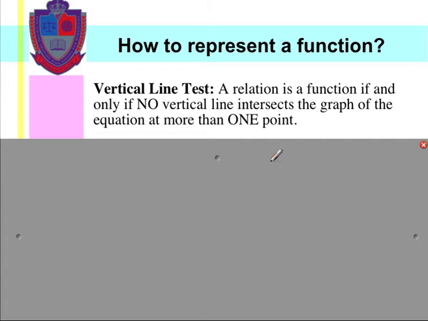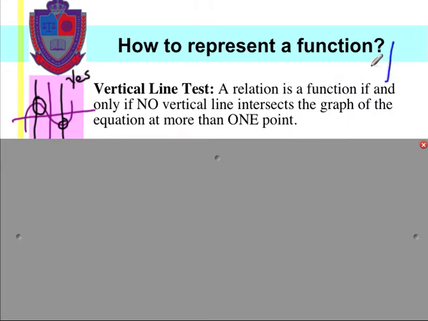So how do we represent a function? Before we represent a function, we need to know, is it a function? So we need to do the vertical line test. Remember from Algebra 1, a relation is a function if and only if no vertical line intersects the graph of the equation more than once. So if you have a graph that looks like this, when I do the vertical line test, it needs to hit the graph at only one point. So in this case, yes, that's a function.